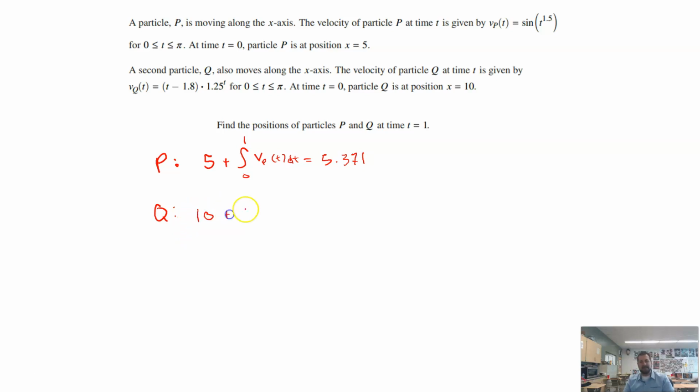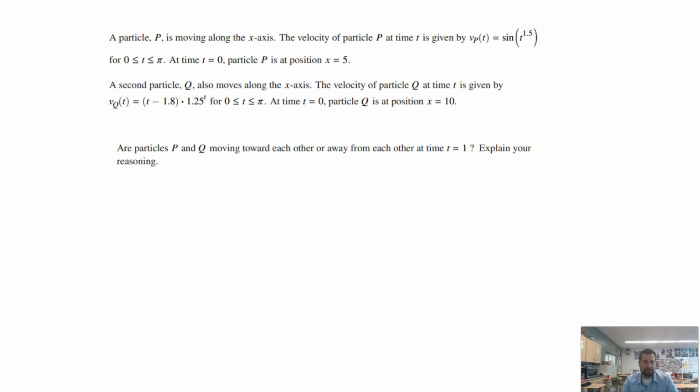Then I do the exact same thing with Q. So I go 10 plus the integral from 0 to 1, but we have to make sure that we use our Q velocity instead of our P velocity. And when we do that, we get 8.564. So there are our positions for both particle P and Q. So that was letter A.